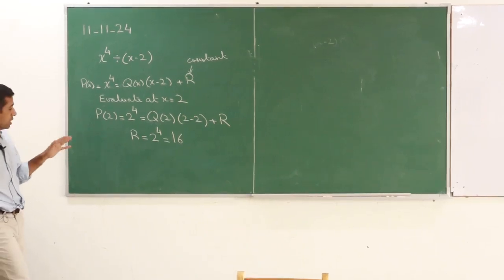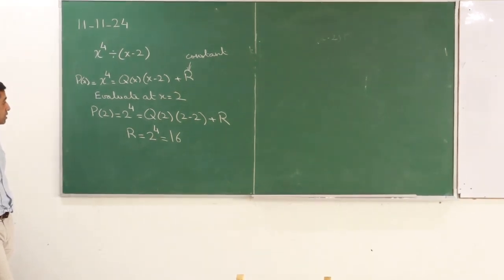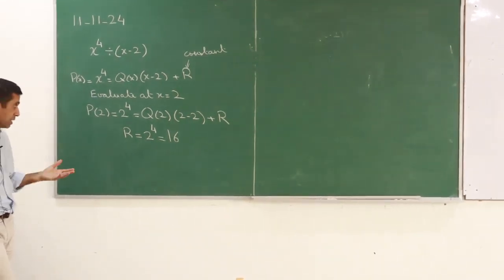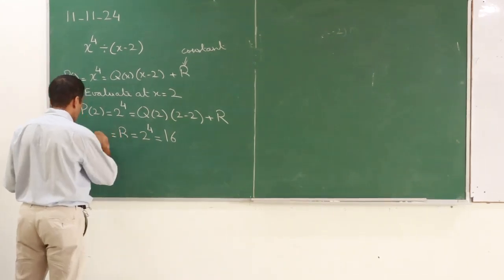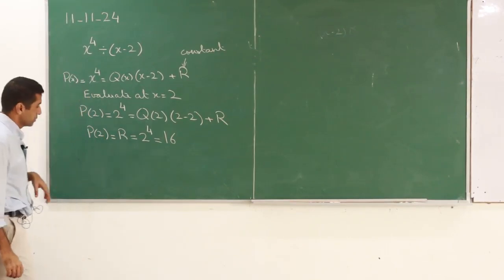Something that bothers you? So hopefully, all I'm trying to show is that if you divide by a linear polynomial, and you want to find out what the remainder is, you can just put the value into the polynomial and the answer that you get is the remainder. So this is equal to p of 2. Okay?